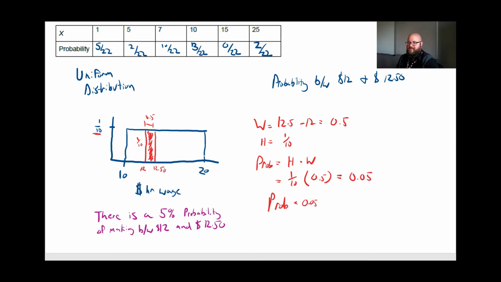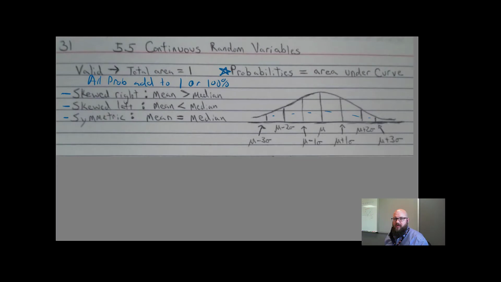So again, what that's saying is there is a 5% probability of making between $12 and $12.50 based on the uniform distribution, where I said I was going to pay you anywhere from $10 to $20, and you have the same chance to get any one of those values for your hourly wage. I hope you learned a little something about uniform distributions, as well as understanding how the skewed right, skewed left, and symmetric mean and median play out.